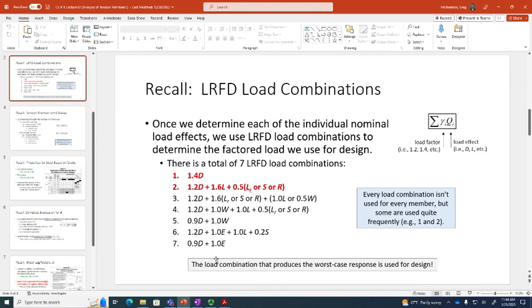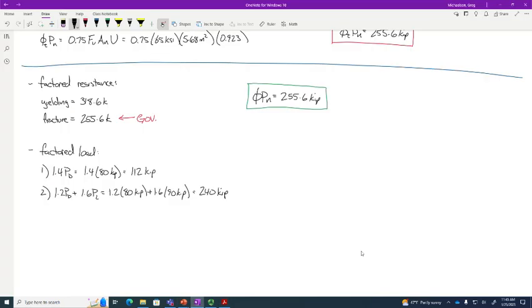I bet those of you that have had concrete design, you probably got to a point in the class where you really only use this one. Am I right? And that's how we're going to get to it here. You can really just look at this problem and see that's going to give you the higher answer. So if you go back to these factored loads, which factored load do I use? I use the one that gives you the higher answer. So Pu is 240 kips.